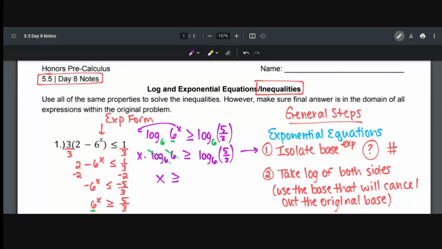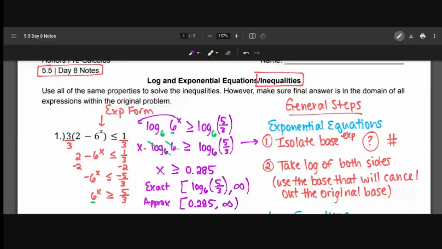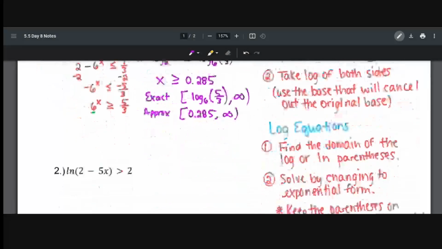And if you want to get a decimal approximation, you can have 0.285. You could do that on your calculator. So I would say as an exact answer, it would be anything from log base 6 of 5/3 to infinity, greater than or equal to, right? As an approximate answer, I would say that it could be 0.285 to infinity. And then notice I have a bracket for the left side, but I have parentheses for the right side. All right, moving on to problem number 2.